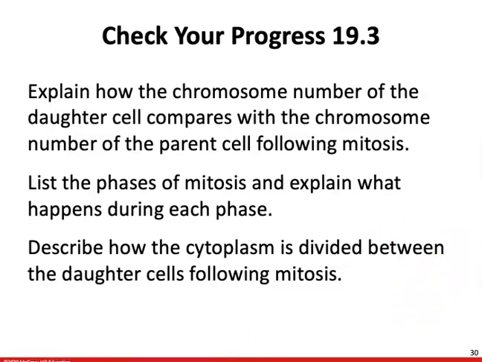You should be able to explain how the chromosome number of the daughter cells compares with the chromosome number of the parent cells following mitosis. I want you to know not only how the chromosome number compares, but tell me about those chromosomes. Are those chromosomes genetically unique, genetically identical? You should also list the phases of mitosis, explain what is happening in each of those phases. You should also be able to describe how the cytoplasm is going to be divided between those daughter cells following mitosis in the process of cytokinesis.